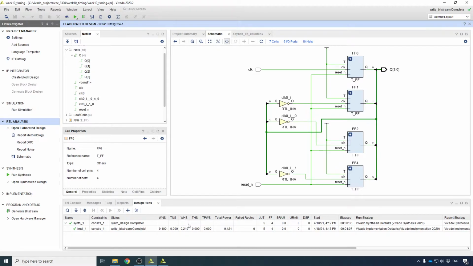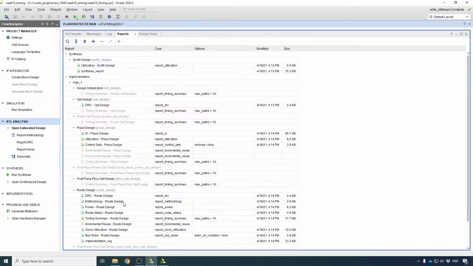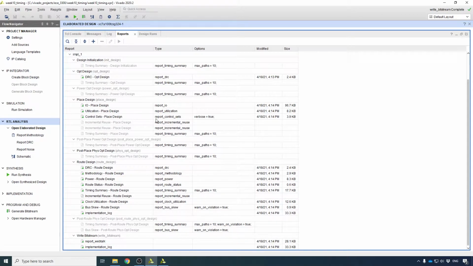And the worst hold slack is telling me 0.219 here. So the first time you take a look at this, you just want to make sure that these numbers are not negative. If you want more information, usually you take a look at the report. So I'm going to expand that menu. As it turns out, Vivado generates a lot of default reports. They are generated every single time you run synthesis or generate the bitstream. Actually, the implementation is what matters.